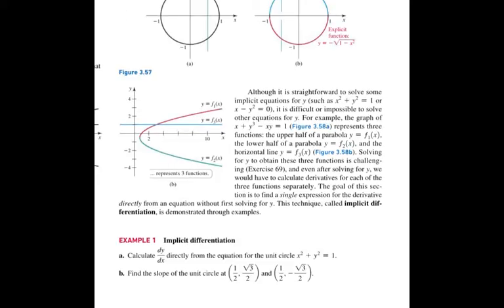I'm going to do my implicit differentiation a little bit differently than the way the book does it. It should work. I'm just going to do it until it doesn't work. For instance, example 1 asks us to find dy by dx directly from the equation of the unit circle. I'm just going to do it the way that I'm comfortable doing it.